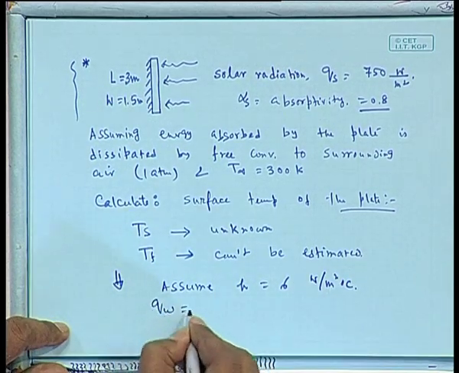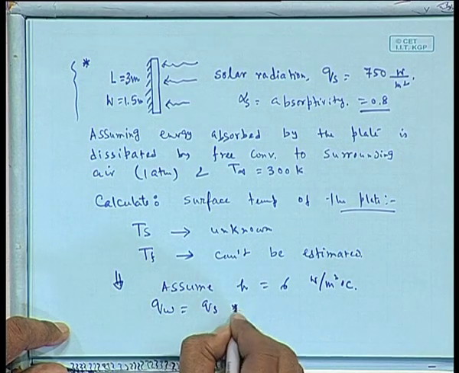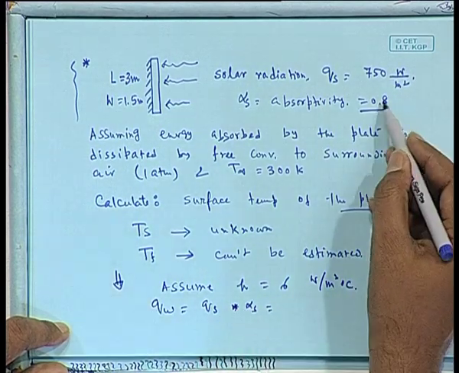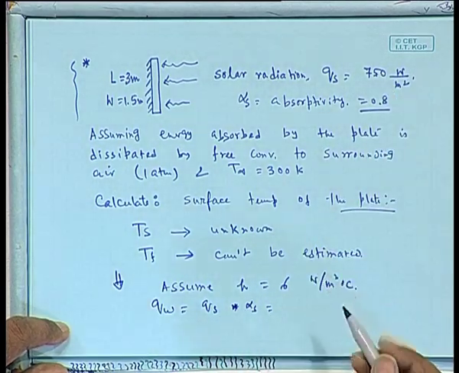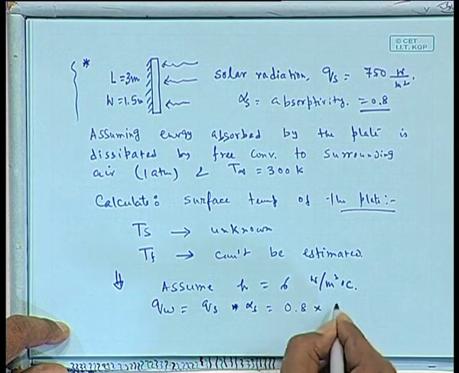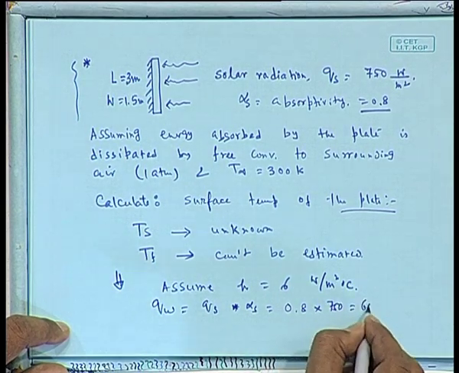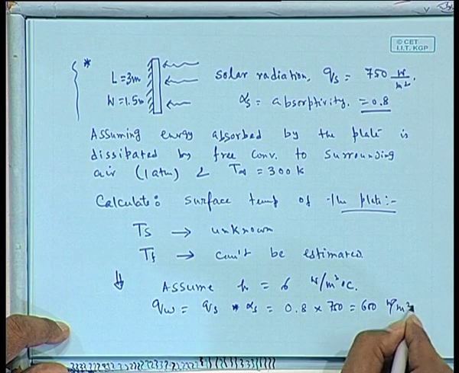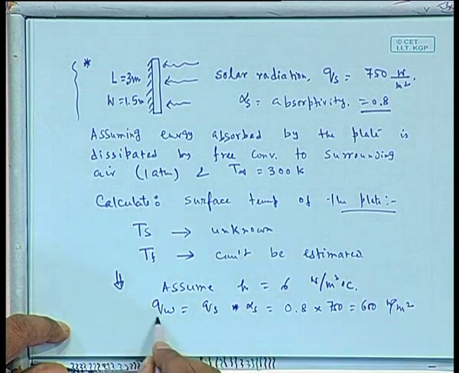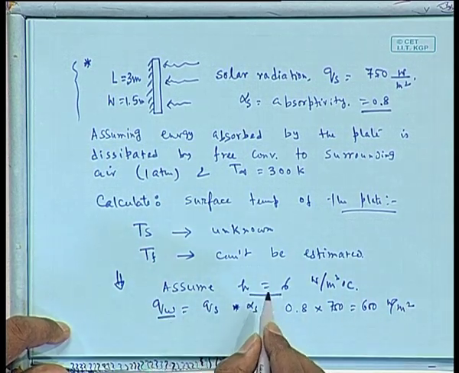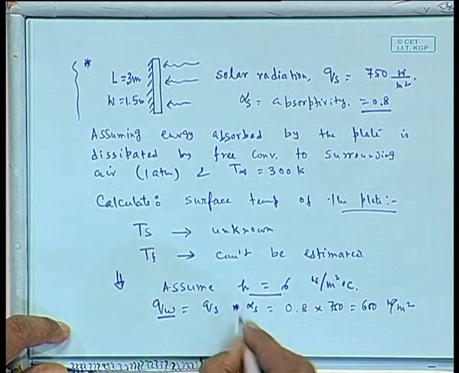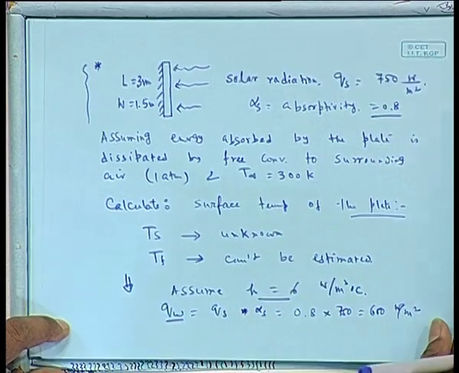So, Qw is Qs multiplied by alpha s, that is 0.8 into 750. That is 600 watt per meter square. Now you know Qw, you have assumed h, and you can find out Ts from the definition of heat transfer coefficient.